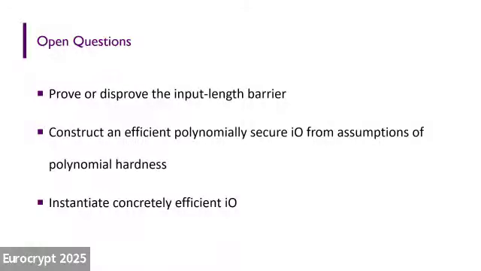First, we are interested in improving or disproving the input length barrier. Second, although we only require a polynomially secure I/O, we still use some sub-exponential security assumptions. Thus, eliminating the use of sub-exponential security assumptions would also be an intriguing work. Finally, I think instantiating our work will be a significant step towards concretely efficient I/O.